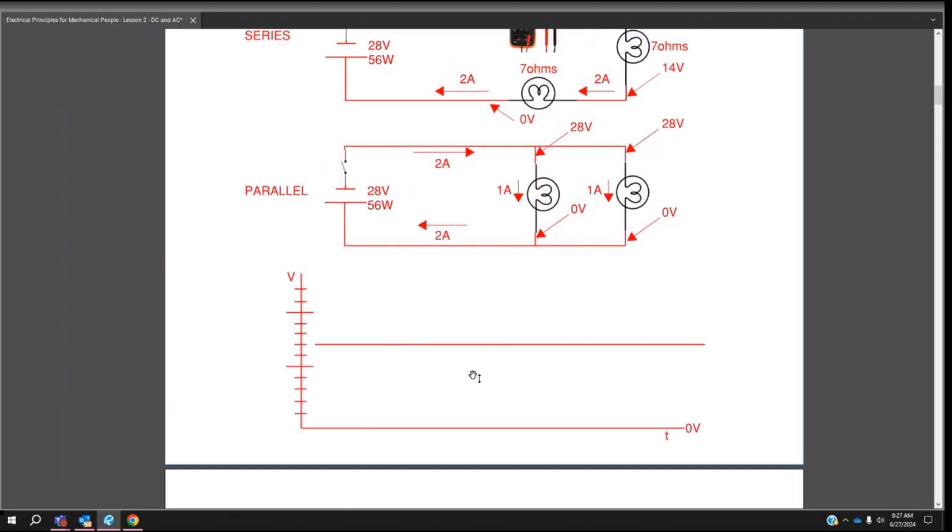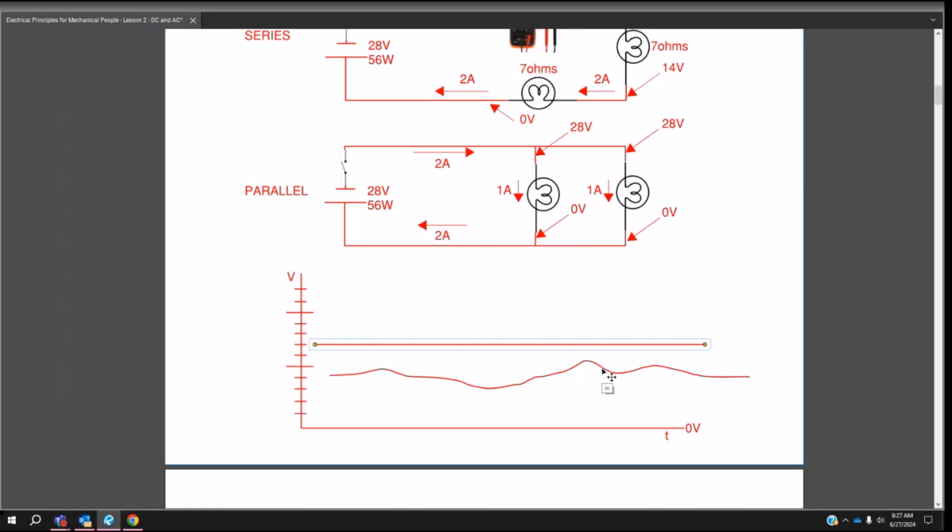Sometimes, and you specifically won't actually need this knowledge, it can look like this, where it's not exactly straight. The idea is it's all above 0 volts or all below 0 volts, because you can have a negative voltage, which we're not going to get into here. But it doesn't have to be a perfect, exact straight line. It can be slightly squiggly like this. It is still considered a DC circuit.